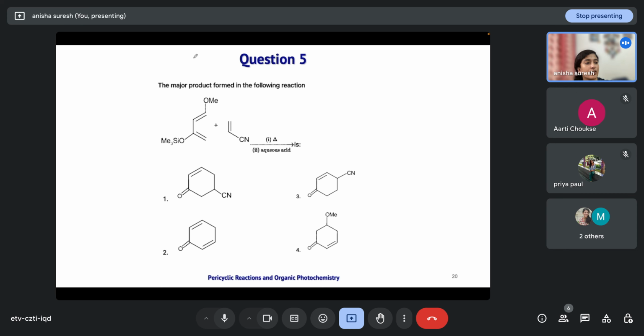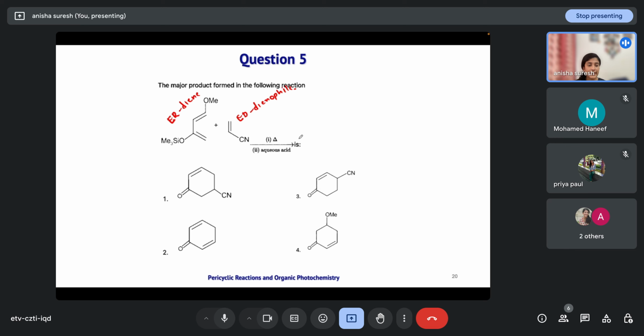So there is a name for this diene. Danishevsky diene. Yeah, this is Danishevsky diene. It is an electron rich diene reacting with an electron deficient dienophile.